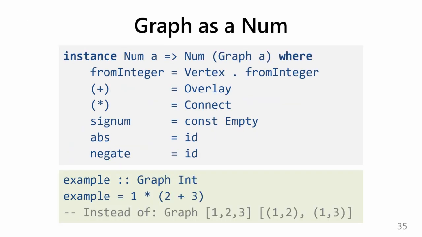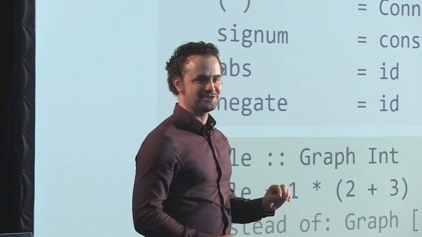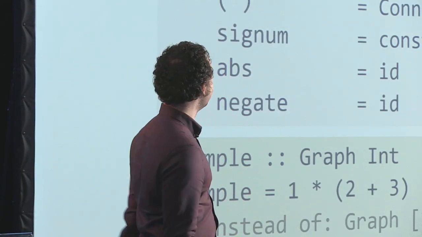You can also have some interesting syntax sugar. I'm not sure if it's a right use of the type class Num, but you can make Graph an instance of Num, and then now you can express our example graph in this very concise way. 1 times 2 plus 3. Again, it's not 5. It's a graph with 3 vertices. It's probably a misuse of the type class Num. I'm not sure if I should be doing this, but it's very convenient.